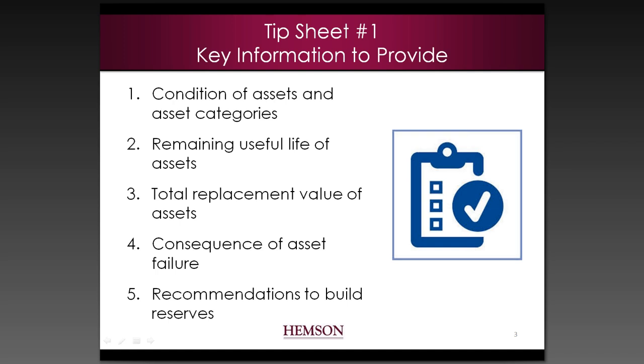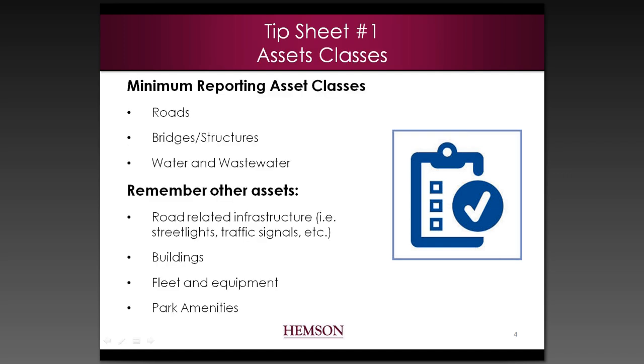So moving on again, just about the asset classes themselves, and once again, under the reporting requirements, there are three key areas that are necessary to report on, and that includes your roads and related infrastructure, the bridges or structures within the transportation network, and then finally the water and the wastewater assets, everything from the plants to the linear components of both the collection and distribution systems. But it's important to remember that the municipality owns a wide variety of other types of assets, and they shouldn't be forgotten as part of this process.